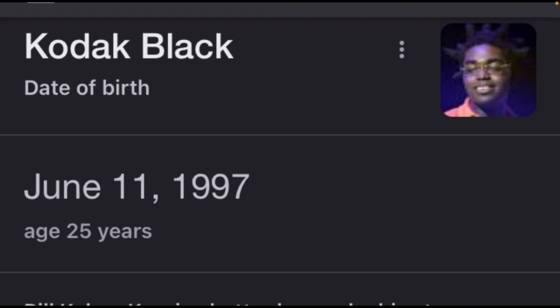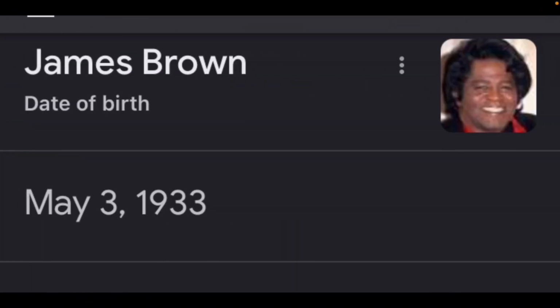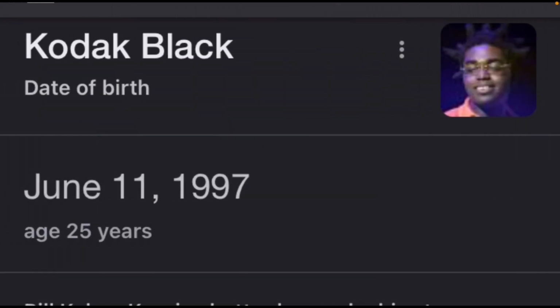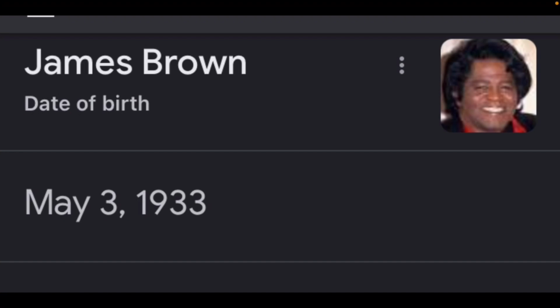Alright, so now let's move on to the next connection, which is their birthdays. So Kodak's birthday is 1 month after James Brown's birthday. James Brown is May 3rd and Kodak Black is June 11th. So that's an interesting connection, the fact that their birthdays are only a month apart.